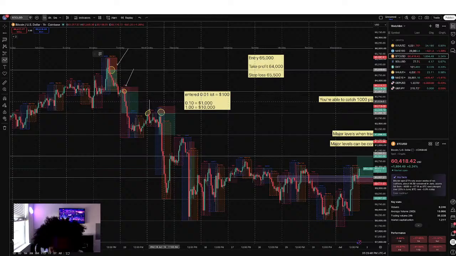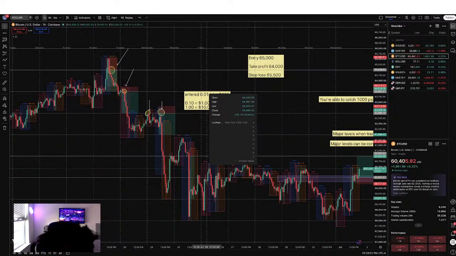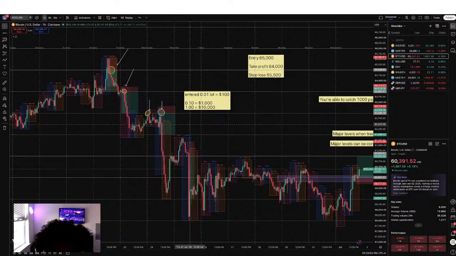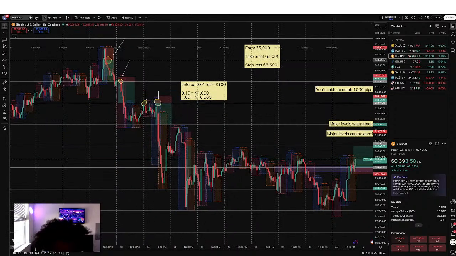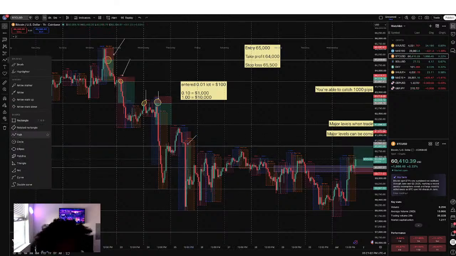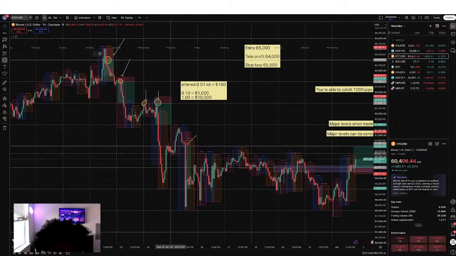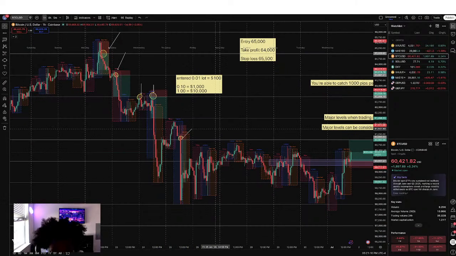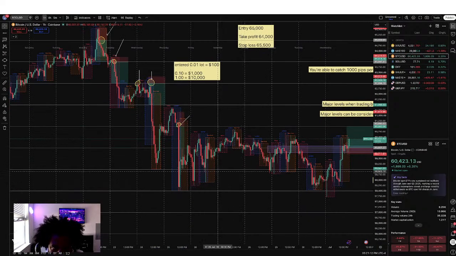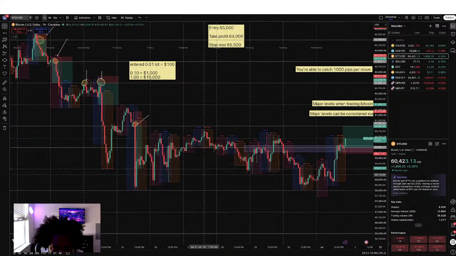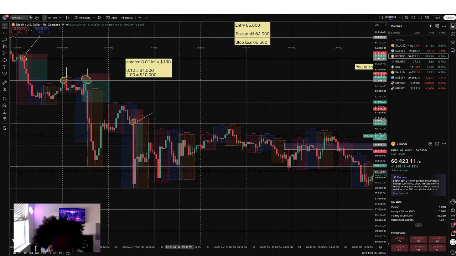You can see all the rejections that are happening from these levels within the market. Now, all of them might not be as pretty as you're seeing right now, but throughout the day, you're able to catch various moves.